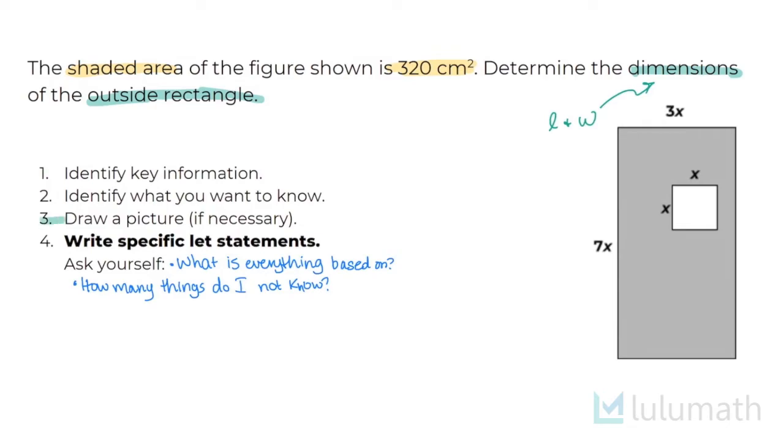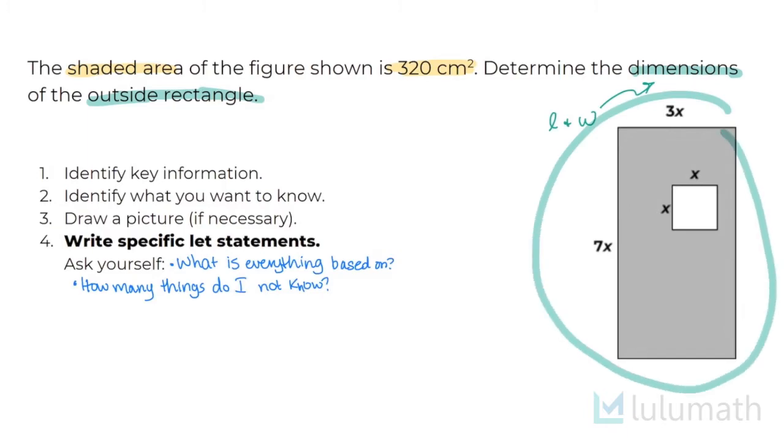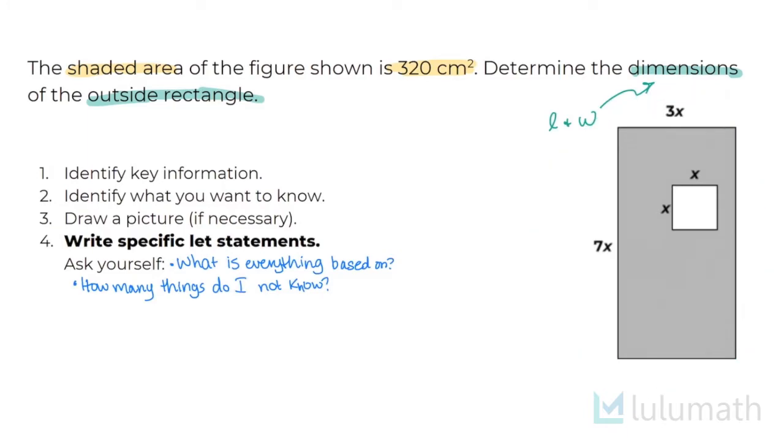Now we're at a point where we would draw a picture if necessary and write specific let statements. Again, these tend to go hand in hand. But the nice thing about this problem is that we have our picture here. And we don't even need to write let statements because our variables are defined for us. We know how big the length and the width are of our outside rectangle as well as our inside square. So we can actually skip those two steps.